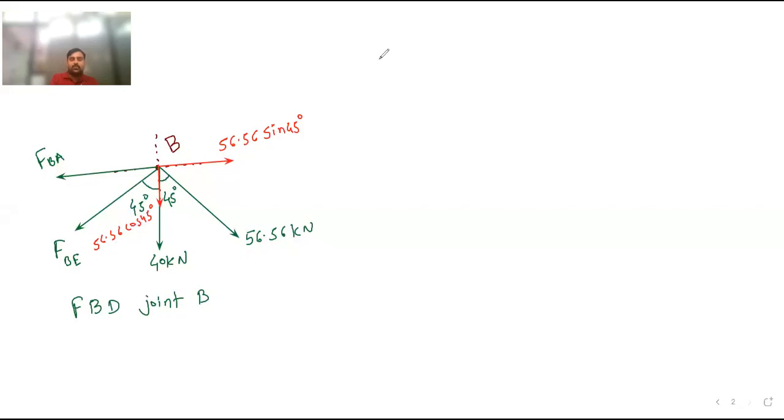Then the next force, next is this FBE. This angle is also 45 degrees. If you resolve this, one component is along the x-axis, another component is along the y-axis. Here is the second component. Now, this is FBE, this angle is 45 degrees, so this will be FBE sin 45, and this is FBE cos 45.